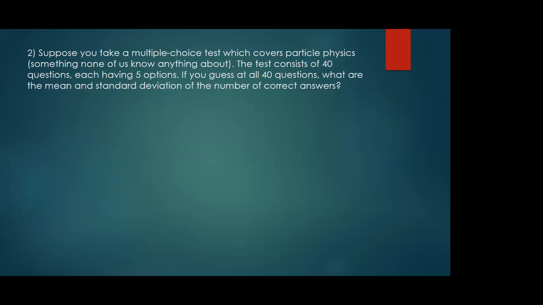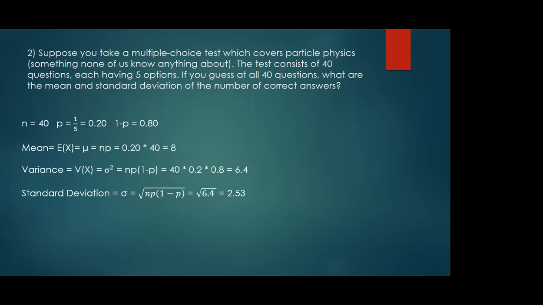So the first thing we need to do is write down what we were given. We know that our n is going to be 40. Our sample size is 40. We have multiple choice. Each question has 5 options, but out of the 5 options, only one is correct. We know that the probability of success is going to be 1 divided by 5, which is equal to 0.20. Therefore, the probability of failure is going to be 1 minus p, which is equal to 0.80.